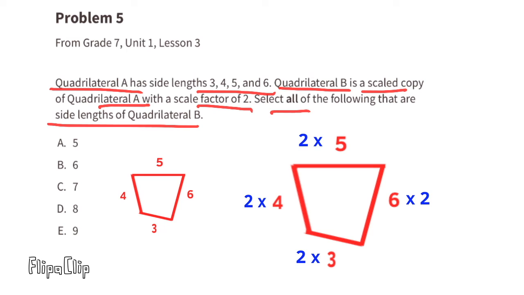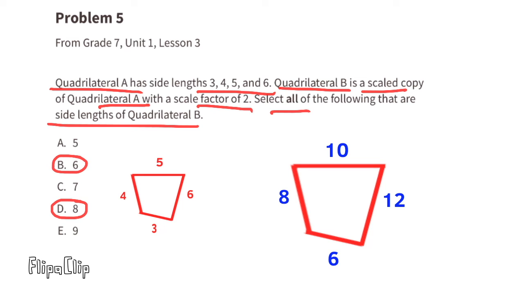Let's start by multiplying all the side lengths of quadrilateral A by 2. Now we can easily see that the side lengths for quadrilateral B will be 6, 8, 10, and 12. So we can choose B, 6, and D, 8. We would not choose 5, 7, or 9 because those aren't side lengths of quadrilateral B.